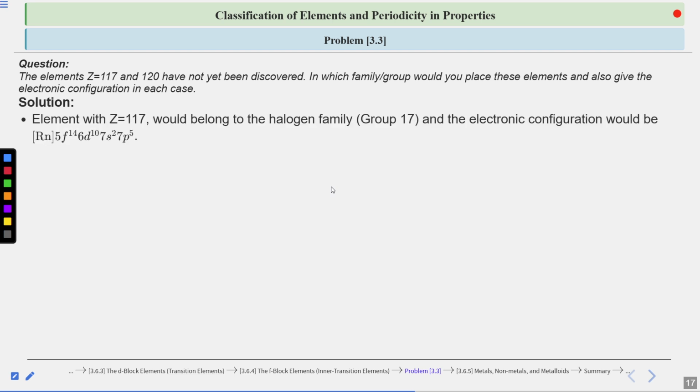So suppose we are taking Z equals 117. If you write the valence electronic configuration, it would look like this: 5f14, 6d10, 7s2 and 7p5. Since your d is not containing 0 or 1 electron, it is greater than 0 or 1, therefore it will not belong to the f block. That thing is for sure.